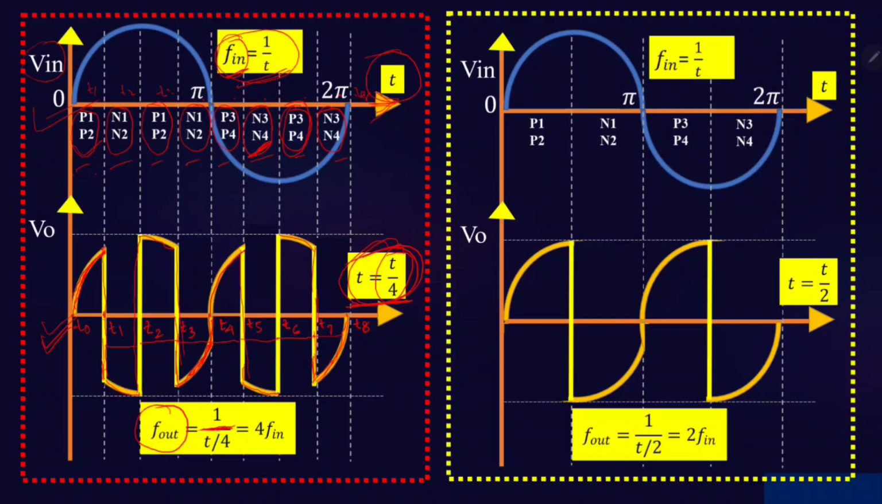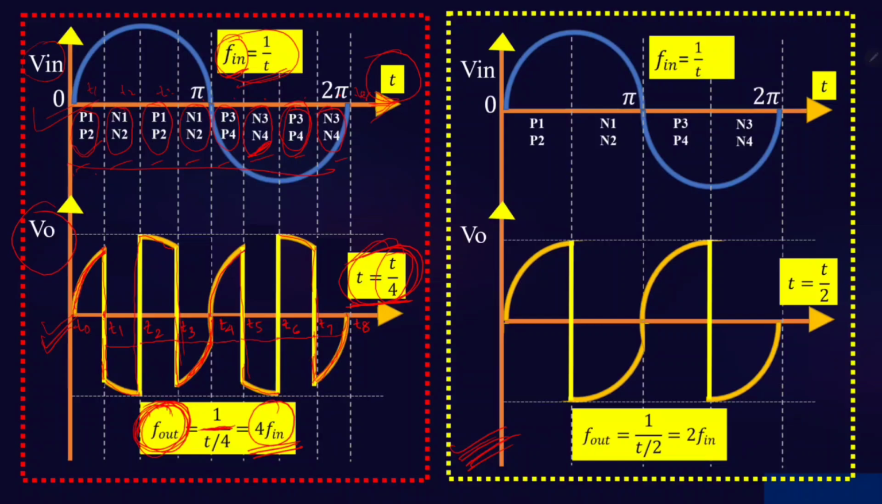So from this we get F out is 4 F in, which means whatever voltage we are getting in the output, its frequency is 4 times the input frequency. So by using this cycloconverter and this sequence, we are getting an output frequency higher than the input frequency.